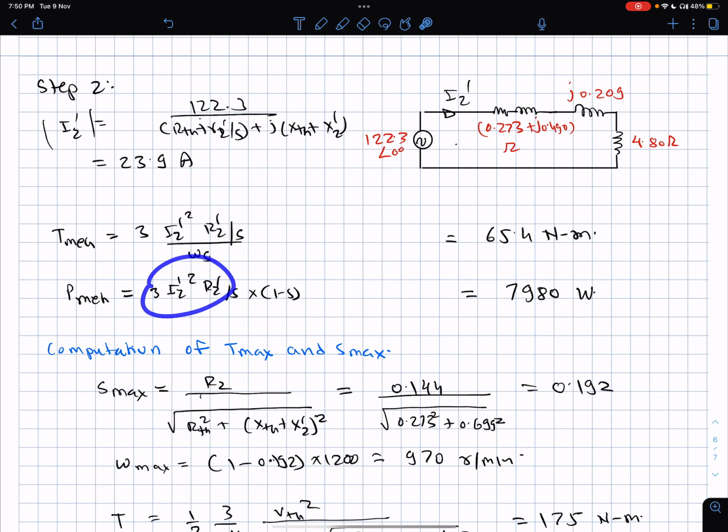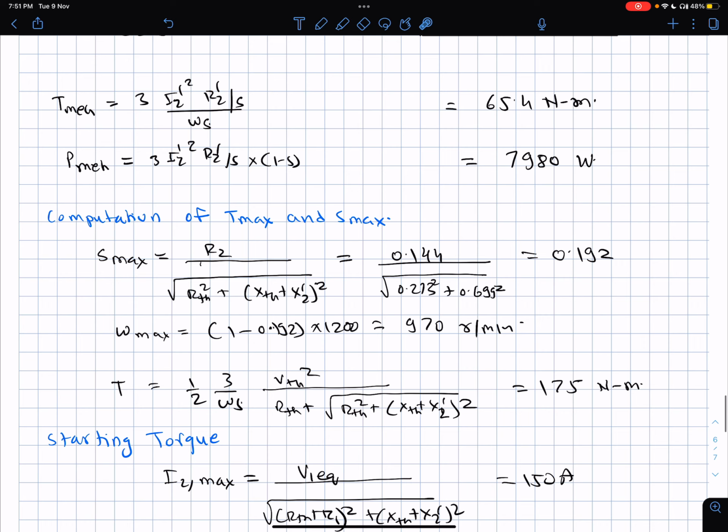Once you know this, multiply it by 1 minus S and you get the mechanical power P. Now let's come to the maximum torque and the slip at which maximum torque will happen. We have already derived that the slip for maximum torque is R2 divided by this particular quantity, and I have all the parameters, so I calculate the slip as 0.192.